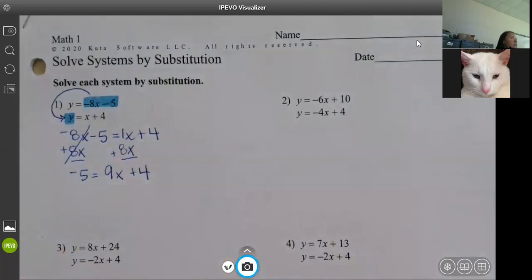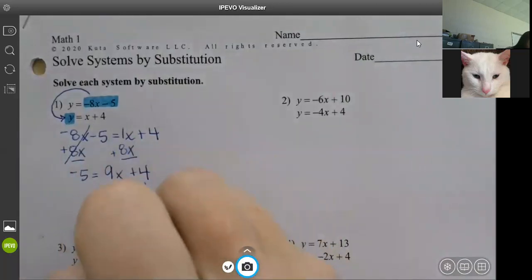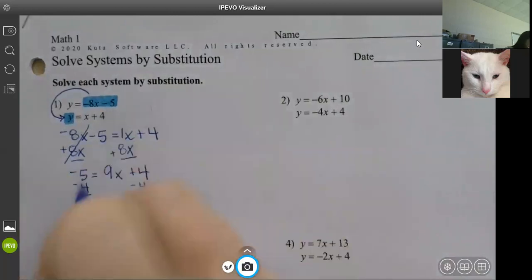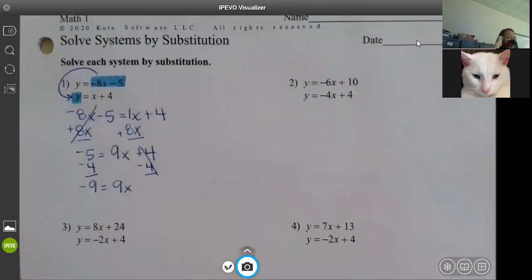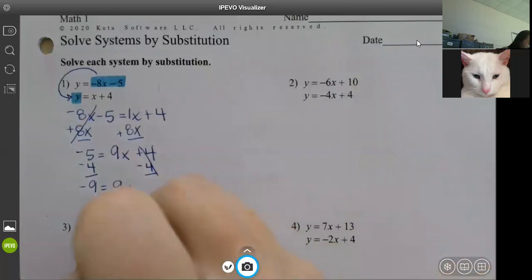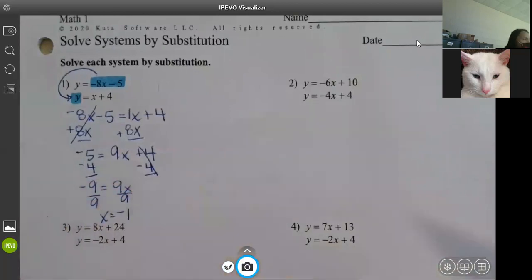I'm solving for x. What's on the same side but not with it? How do I get rid of a positive 4? Minus 4. I get negative 9 equals 9x because your 4's cancel out. And then how do I get rid of that 9 with the x? Perfect. And x equals negative 1.